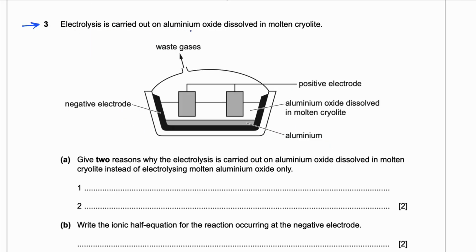Electrolysis is carried out on aluminium oxide dissolved in molten cryolite. First, give two reasons why the electrolysis is carried out on aluminium oxide dissolved in molten cryolite instead of electrolysing molten aluminium oxide only. In other words, he's asking for the role of cryolite. Two main reasons. The first one, to lower the operating or working temperature.